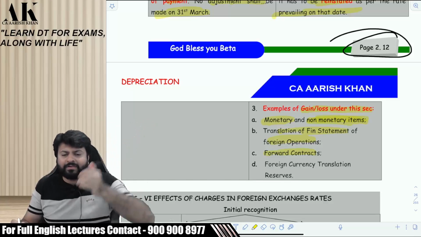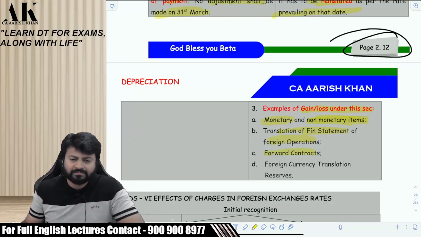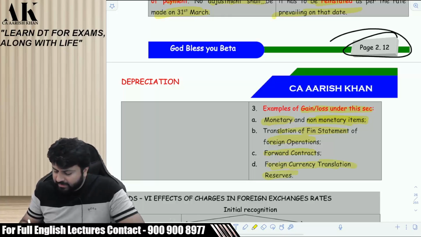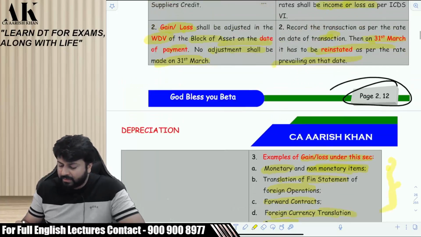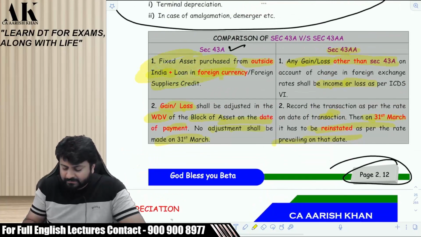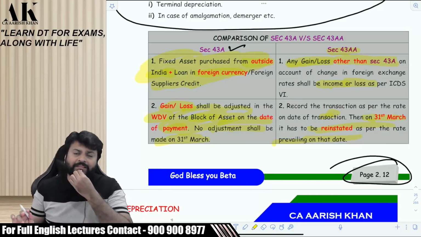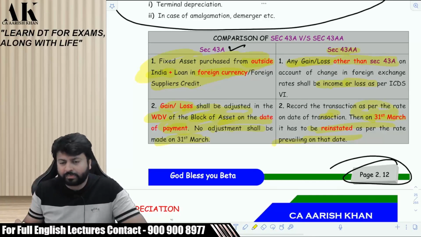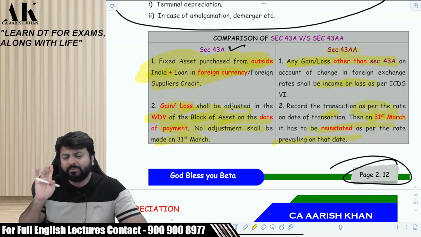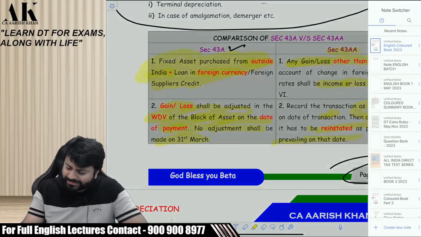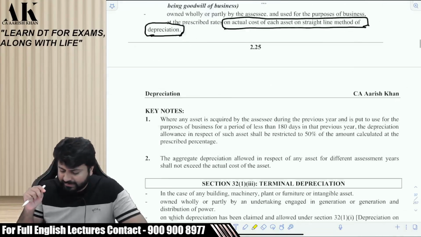You have booked the forward at 75 and now the actual rate is 78. There can be a gain or loss, right? Because you have to pay at 75 only now, whatever the rate is. Yes or no? And foreign currency translation reserves. These are some of the examples. So this is the only unique piece for which the adjustment has to be made in the WDV of the block of asset. Apart from this, everything else has to be adjusted in a normal accounting way. Okay. Now, there is one more thing which I have to speak, which I'll speak along with the question which is there in the textbook.